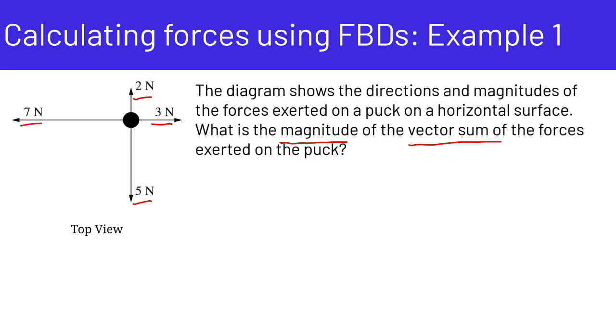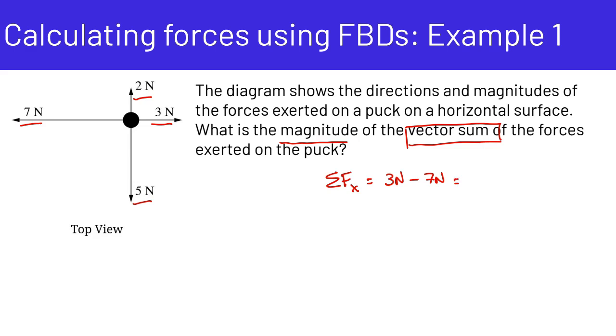So we're going to figure out what the sum of our forces are in the left and right direction and the up and down direction, and then we're going to figure out what the resultant force is. So what's the vector sum? We're going to do a sum of forces in the x direction first. So we have 3 newtons minus 7 newtons. Because our 3 newtons are to the right and our 7 newtons are to the left, the 3 newtons are positive, the 7 newtons are negative.